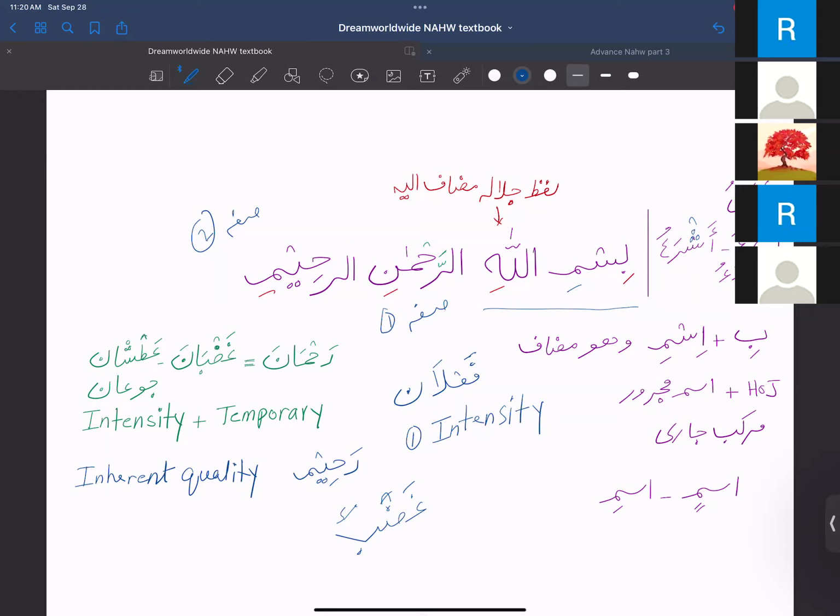Hungry. Yeah, and we need to have the word extreme with it. So ghadban means extremely angry. Atshan means extremely thirsty. He cannot think of anything, but just wants to quench his thirst. Jawan, extremely hungry. Right? So it has intensity in it, extreme.